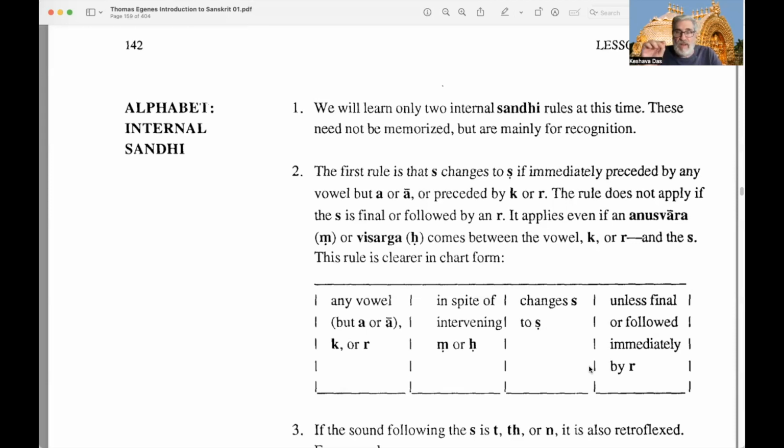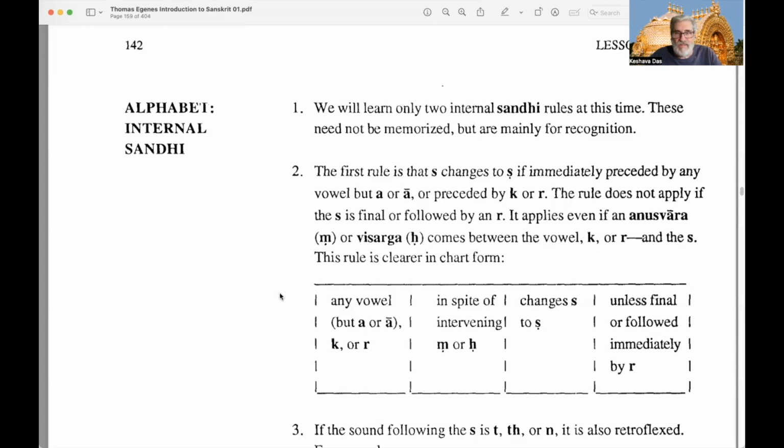It applies even if an anuswara, that M with a dot under it or over it in transliteration, a pure nasal sound, and it's given here as M with the dot under it, or visarga, the H with the dot under it, comes between the vowel, K or R, and the S.